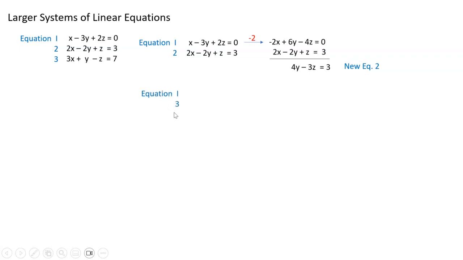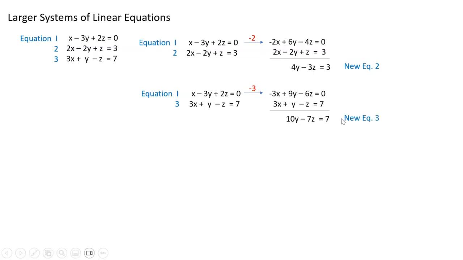Now, we're going to do the same process with equations 1 and 3. We also have to get rid of the x's. So we're going to multiply equation 1 by -3. -3 times x will give us -3x. -3 times -3y will give us positive 9y. And -3 times positive 2z will give us -6z. Equation number 3, all we do is bring it over. Now we add them, and the x's are eliminated. So this is my new equation 3.